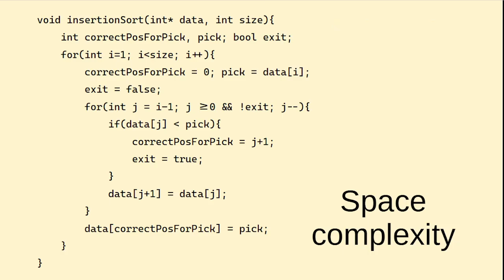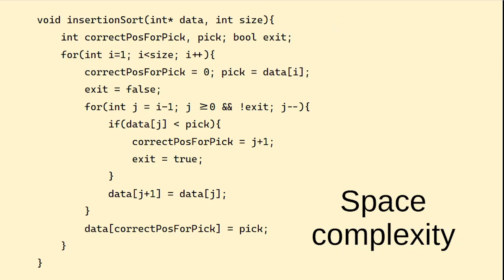You can see that the algorithm requires a small amount of function local memory space. For example, for the variables correct position for peak, and exit, and also iteration index variables i and j. And there could be some temporary memory space required when evaluating the functions. So this is the extra memory space required by the algorithm, and it is required for those variables I mentioned.